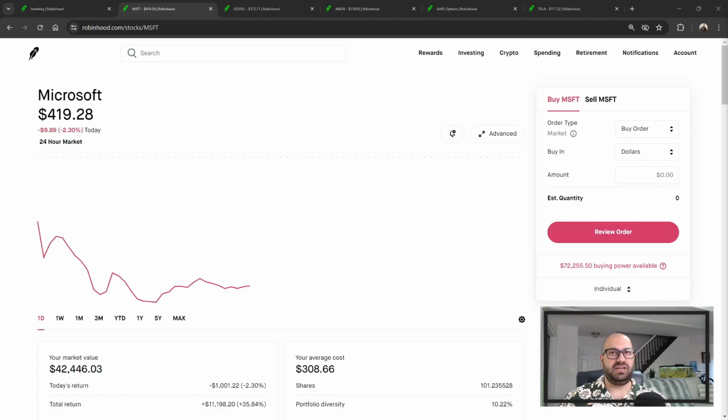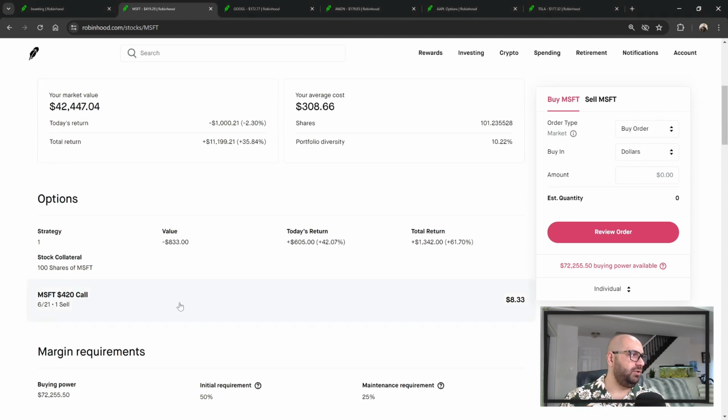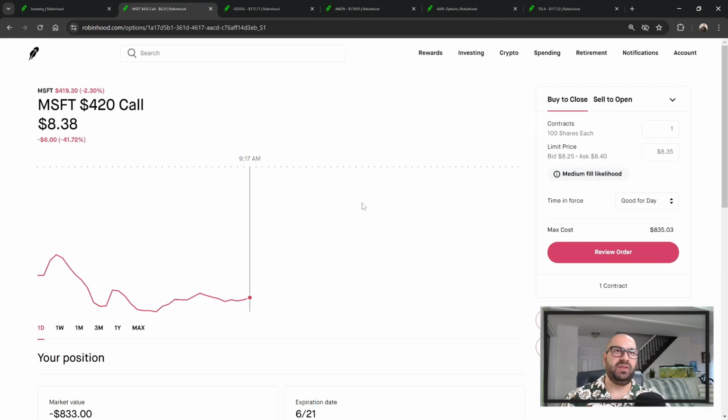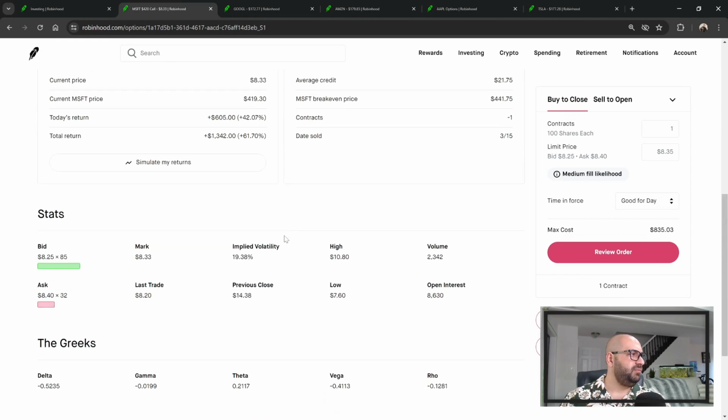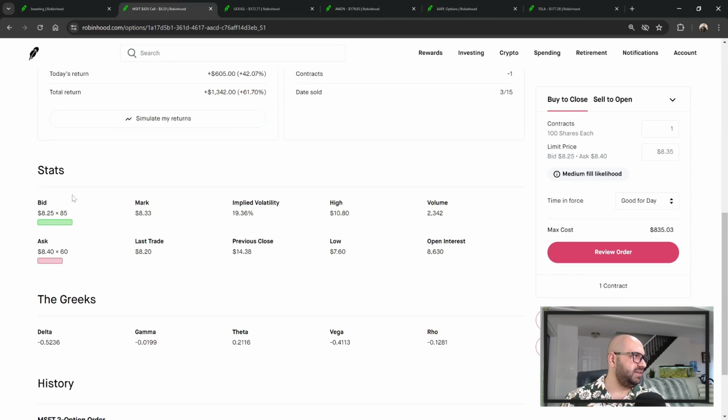So let's take a live example. If we go to Microsoft and scroll down, I have a call that I sold. It's a covered call for 420. Right now it's at the money, so I'm doing good so far on this. If we scroll down to see the status, you will see currently the delta sits at 0.52.